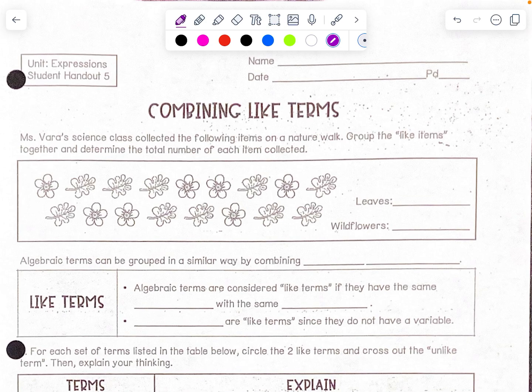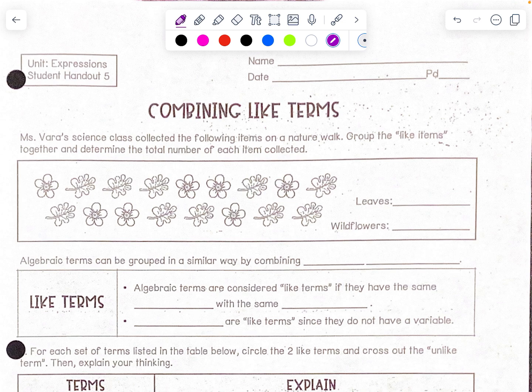Okay, this morning we're going to talk about combining like terms. So this is another way to simplify expressions and make equivalent expressions. It starts off as Miss Vera's science class collected the following items on a nature walk. Group the like items together and determine the total number of each item collected. You could pause the video here, figure that out for yourself, then restart.